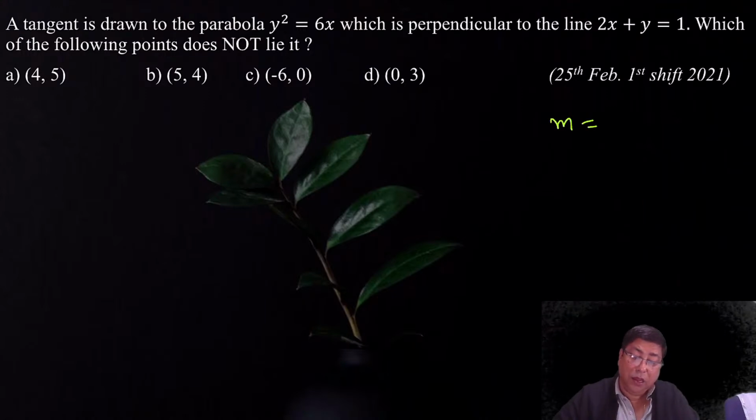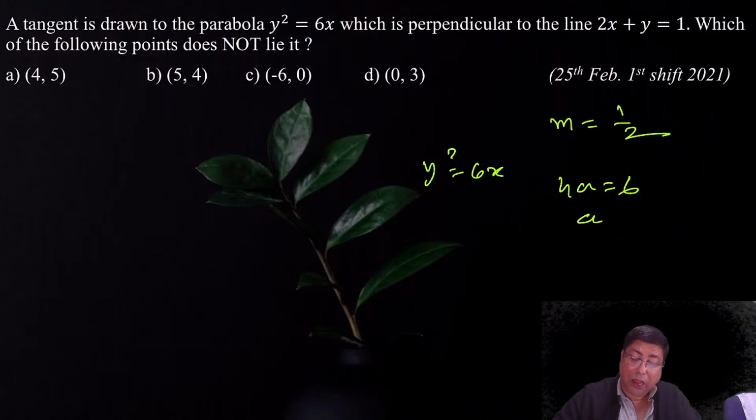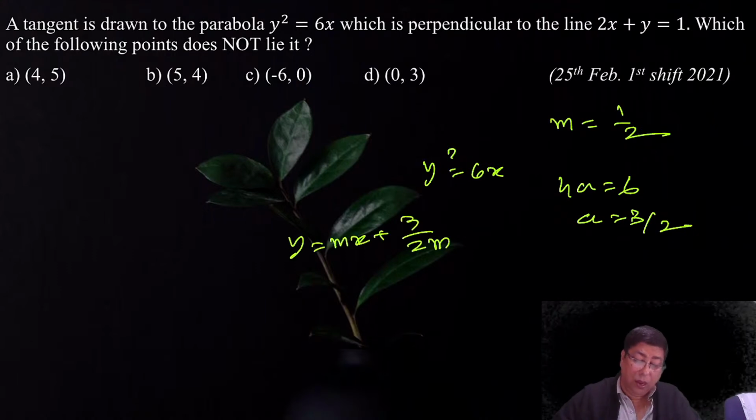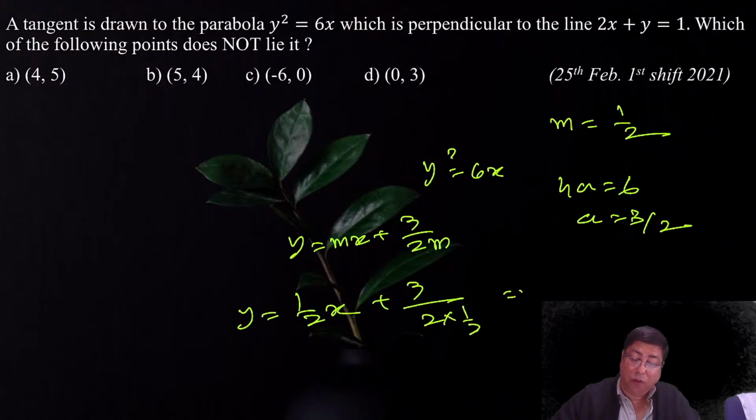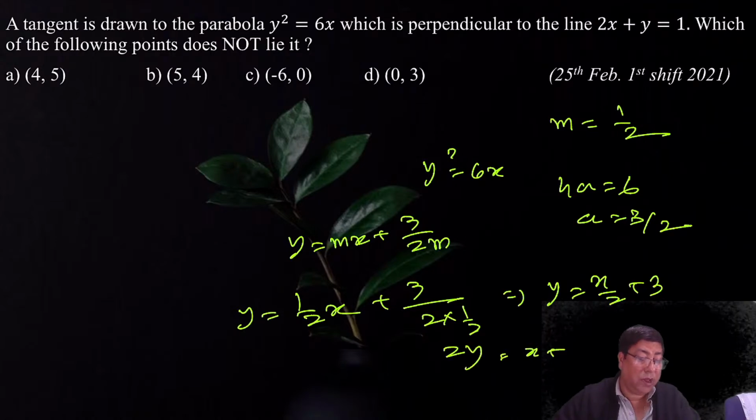Slope of the tangent is what? It is perpendicular to this line, so the slope of the tangent is half. The equation of the tangent in slope form: for y square equal to 6x, 4a equal to 6 and a equal to 3 by 2. Therefore, we can write y equal to mx plus 3 by 2m. So y equal to half, just put the value m equal to half, plus 3 by 2 into half. Therefore y equal to x by 2 plus 3. So 2y equal to x plus 6.